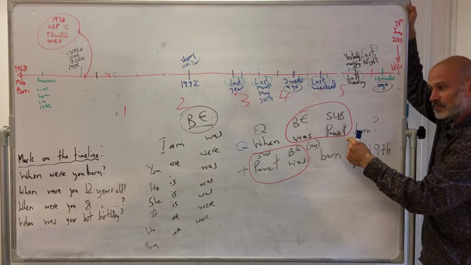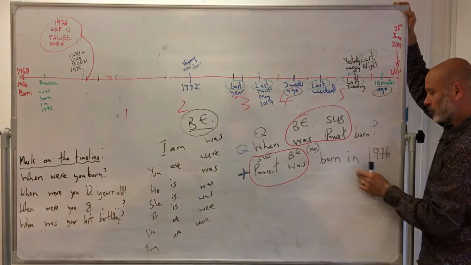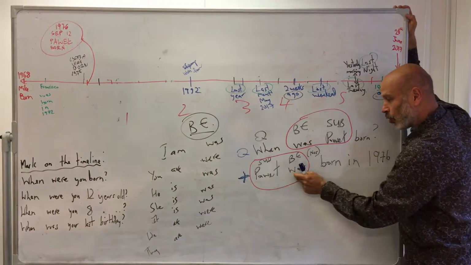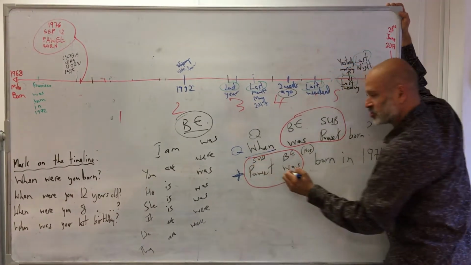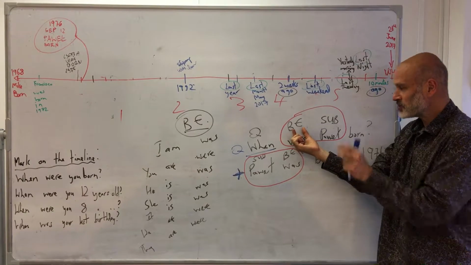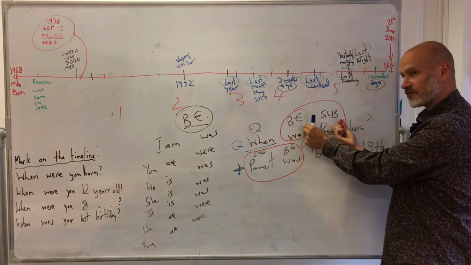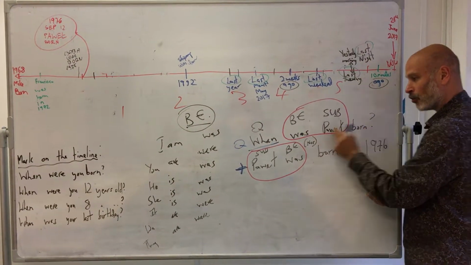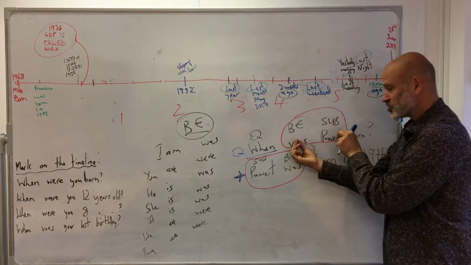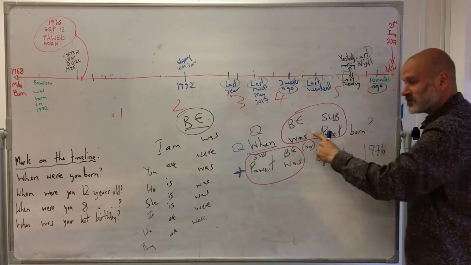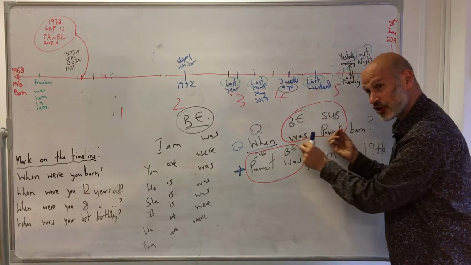With the verb to be, when we use a positive sentence, we say Pavel was born in 1976. Negative: Pavel was not born in 1976. But when we ask a question, we start with the question word, but we take the verb to be and the subject, and we turn it around. When was Pavel born? Pavel was born. So you can see we do this turn for the verb to be, and that's the difference between positive, negative, and questions. It's this turn we need to try to remember.